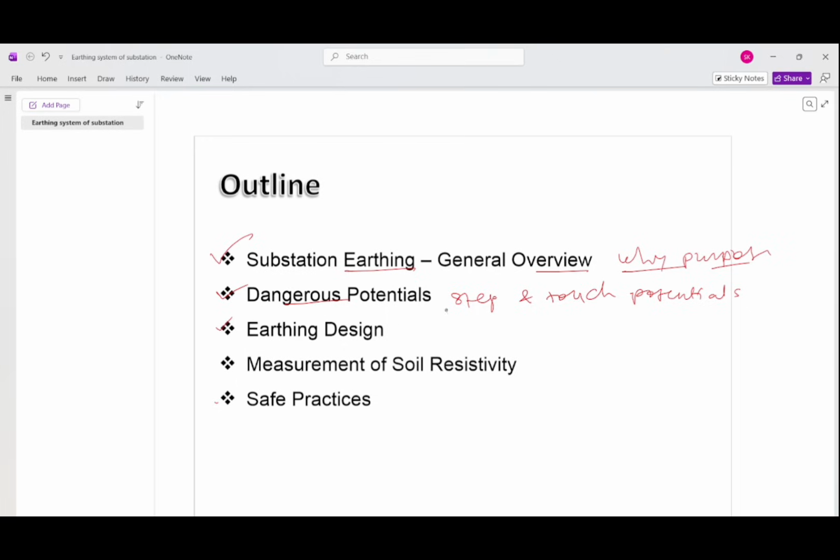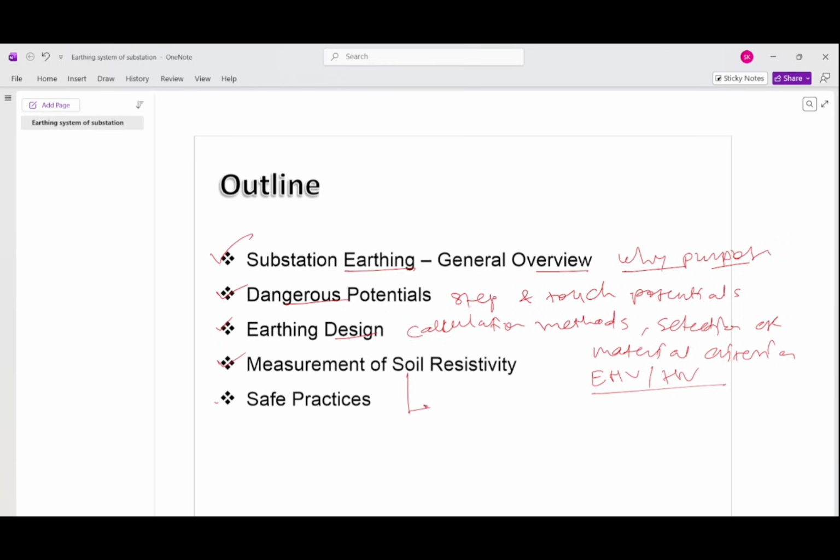Then earthing design, calculation methods, selection of material, criteria, and requirements in EHV and HV substation earthing design. Then measurement of soil resistivity is the next topic we will discuss.